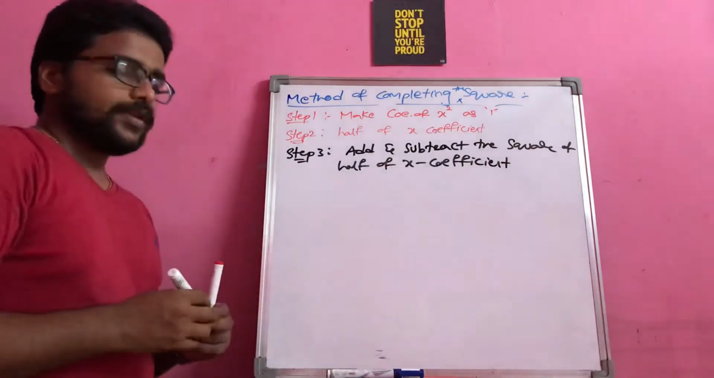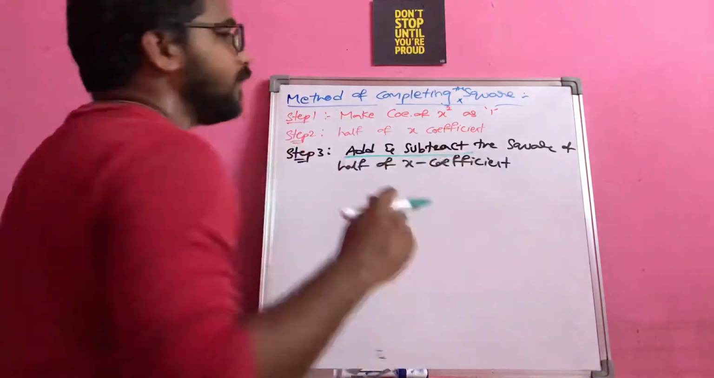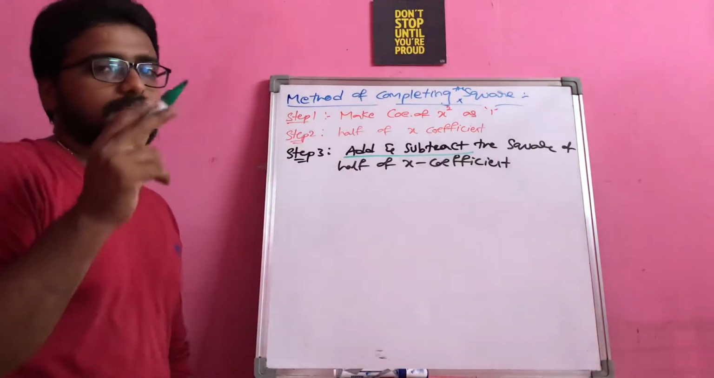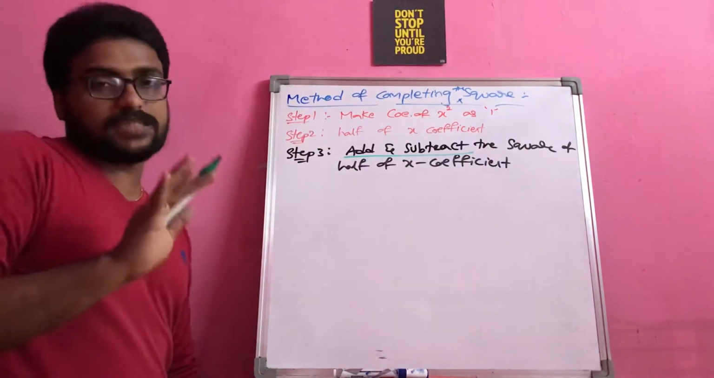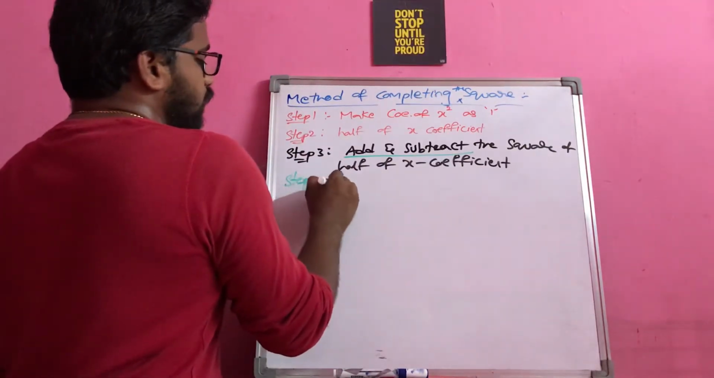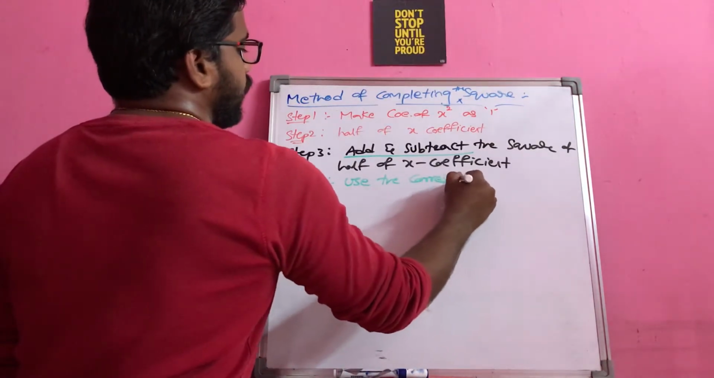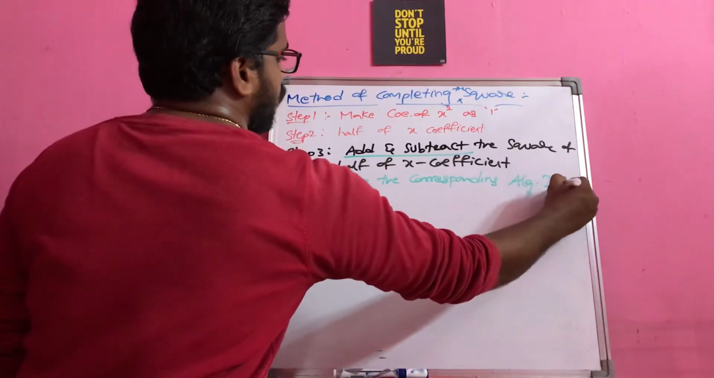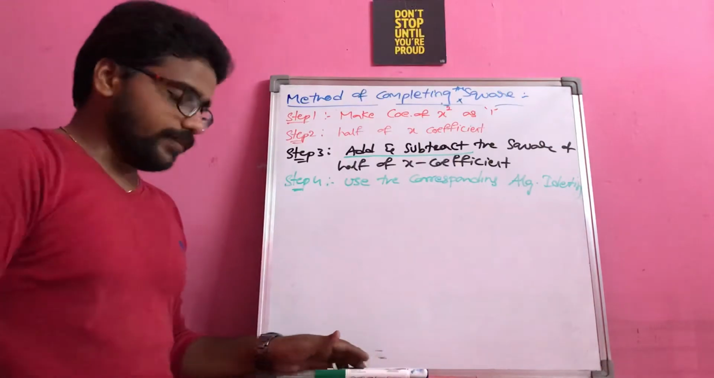Just observe here, what is the reason for us to both add and subtract? If you are adding the same number and subtracting the same number, obviously both will get cancelled and you will get the resultant as 0. Hence the equation will remain unchanged. For that sake we are doing it. After this, the last important step is to use the corresponding algebraic identity to get the roots of a quadratic equation.